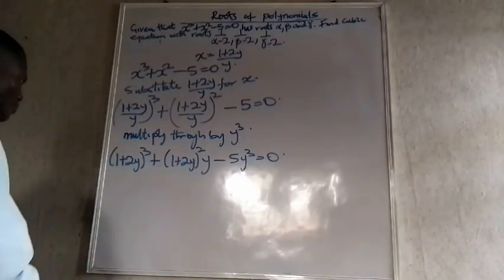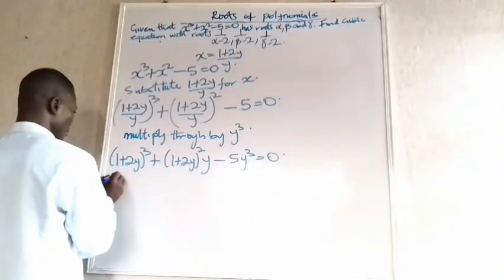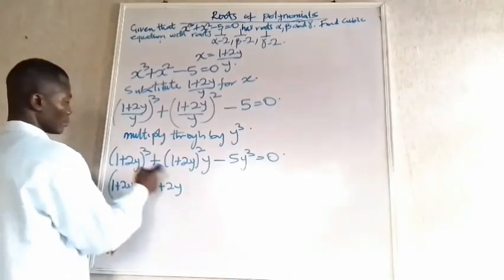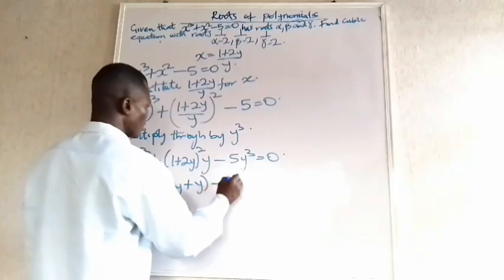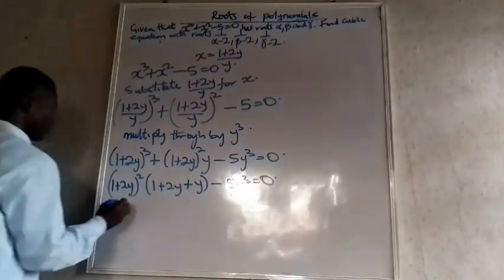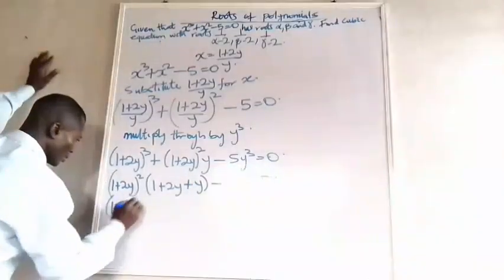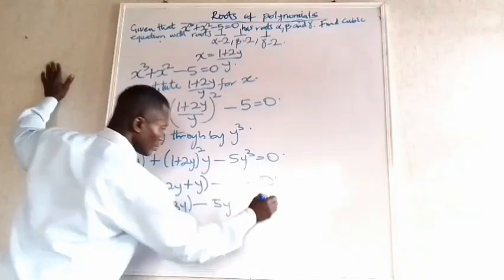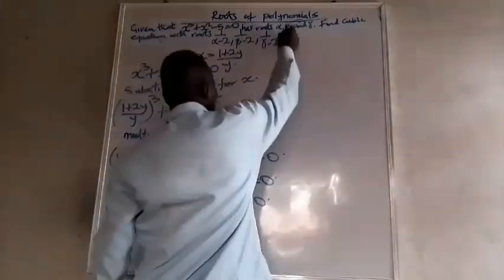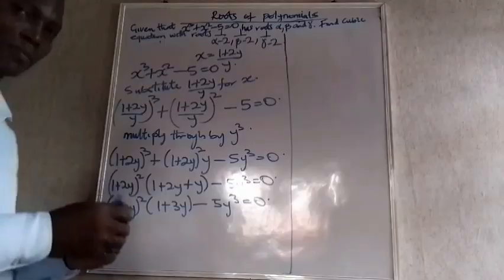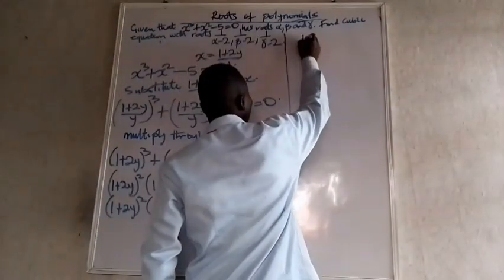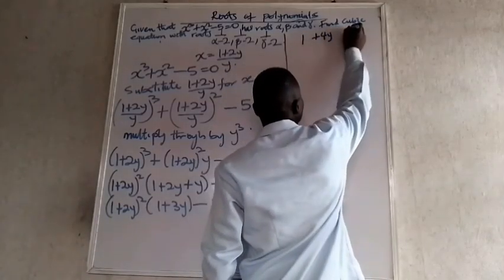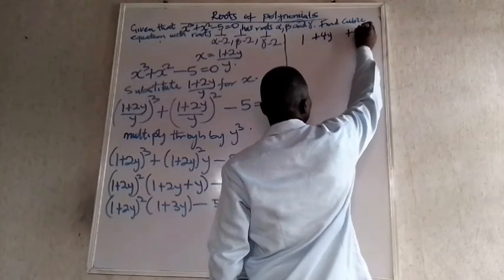Now let's factorize. I'm going to have (1 plus 2y) all squared into (1 plus 2y) plus y minus 5y cubed. So this is going to give me (1 plus 2y) squared into (1 plus 3y) minus 5y cubed. Now let's multiply this out. I have 1 plus 4y plus 4y squared.